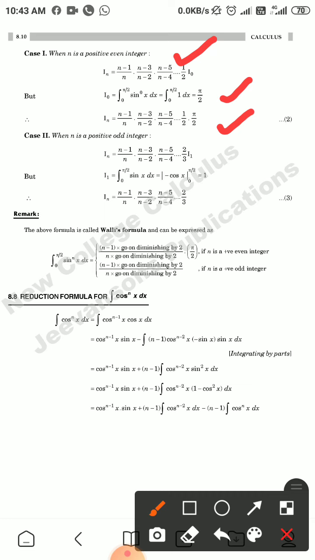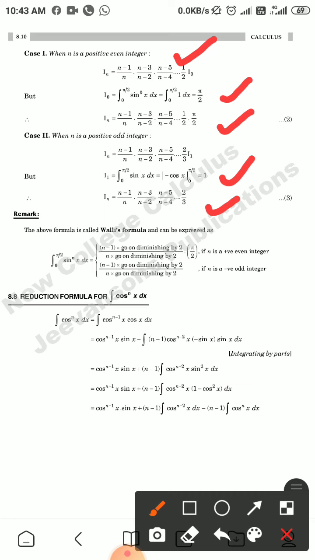Now the case second, when n is a positive odd integer, In is equal to n minus 1, n minus 3, n minus 5 and so on, 2, divided by n, n minus 2, n minus 4 and so on, 3, into I1, and I1 is evaluated giving 1 value. Therefore, In becomes n minus 1, n minus 3, n minus 5 and so on, 2, divided by n, n minus 2, n minus 4 and so on, 3, marking this to be number 3.